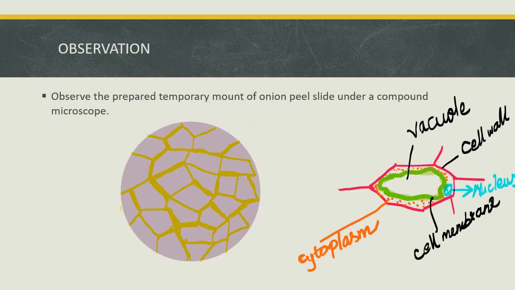How do we observe this? Now you look through a microscope. The view will be in a round shape, because the microscope view is round. And you can see many compartment-like structures. Each one is named a cell, having a cell wall, a cell membrane, nucleus, vacuole, and scattered cytoplasm.